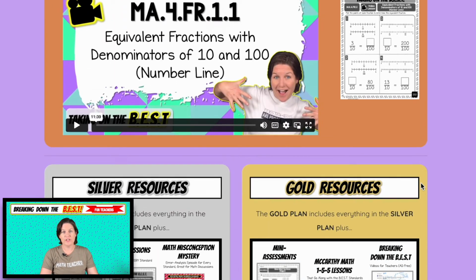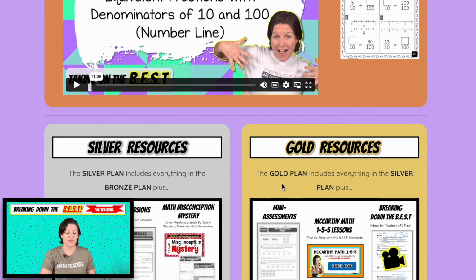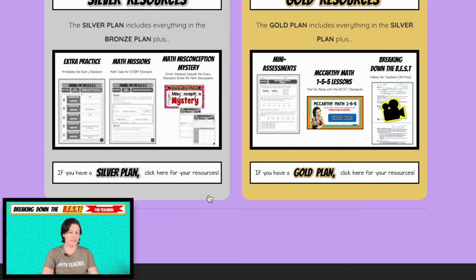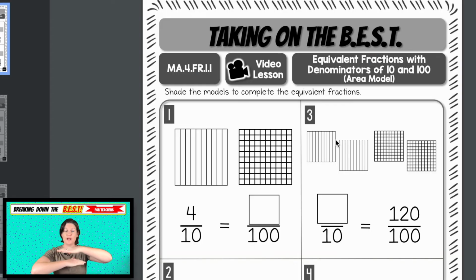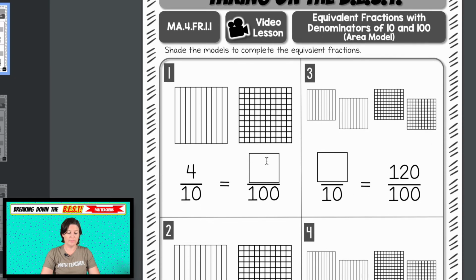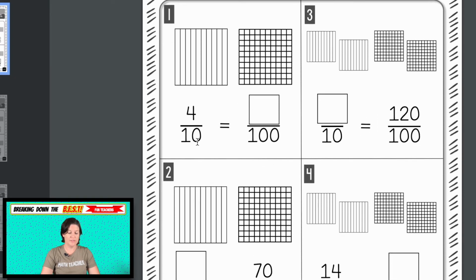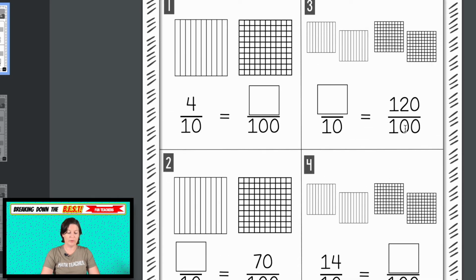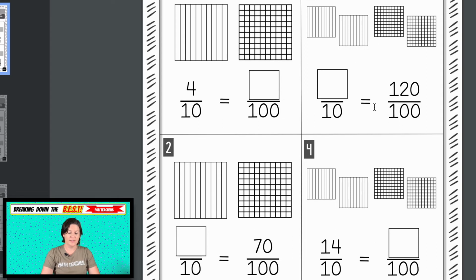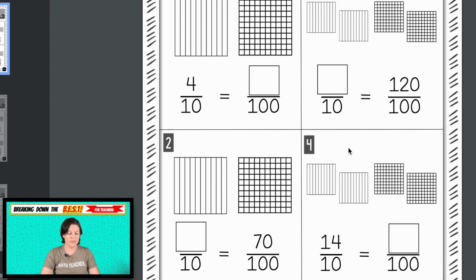Now, after the video lessons, we like to make sure that our students have it on their own, right? That's why the silver plan has the extra practice. So when we open that up, we'll click right here on the printables. And this will have your video lesson student guides with the extra practice right under it. So here you can see that video lesson with the area models going from tenths to hundredths, or vice versa, going from hundredths to tenths, incorporating fractions that are greater than 1 as well.